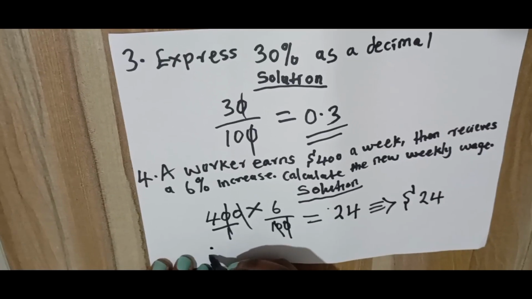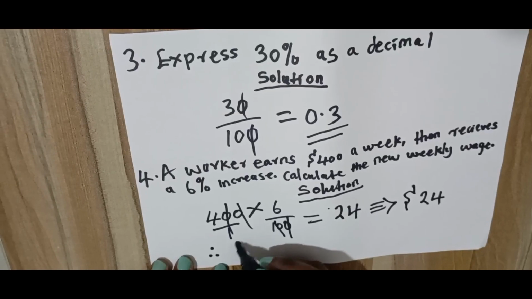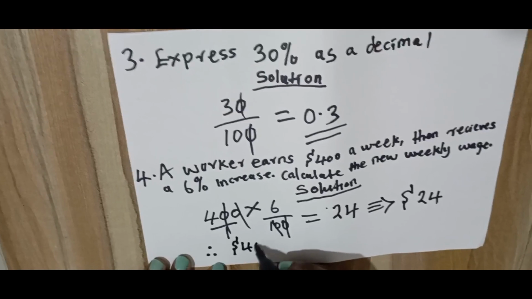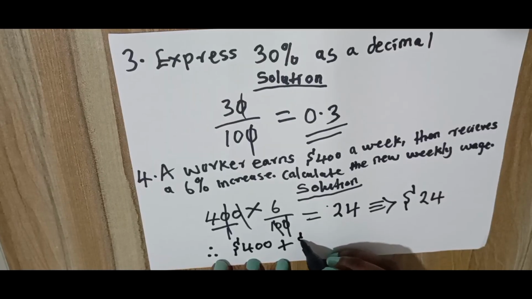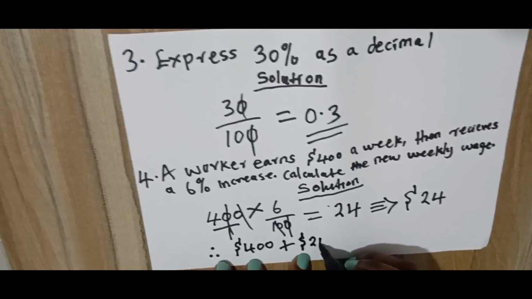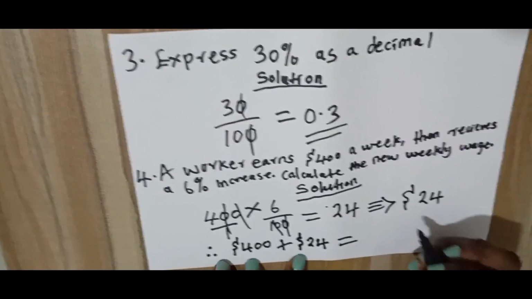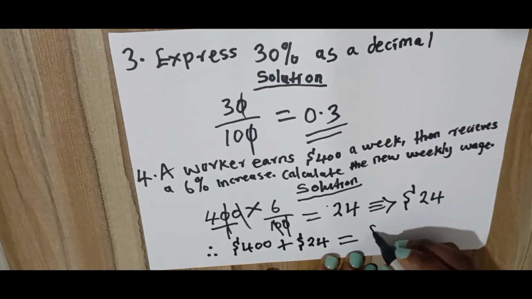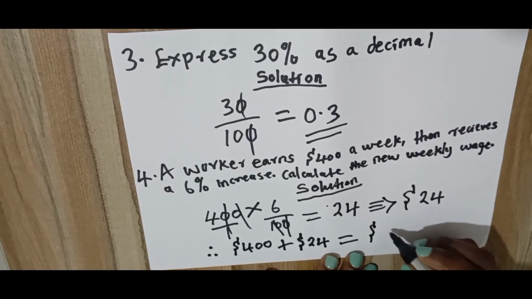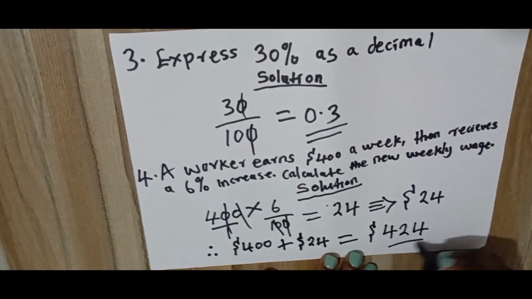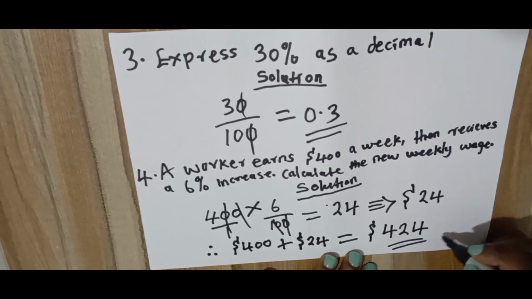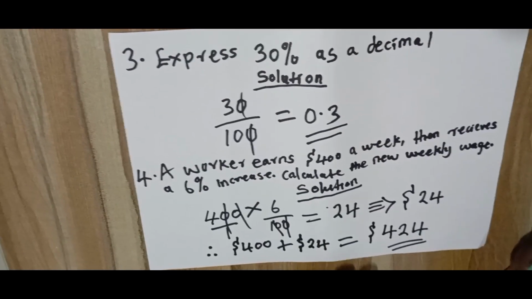So therefore, we're going to say $400 plus $24 is equal to what? Is equal to $424. This will be his new weekly wage.